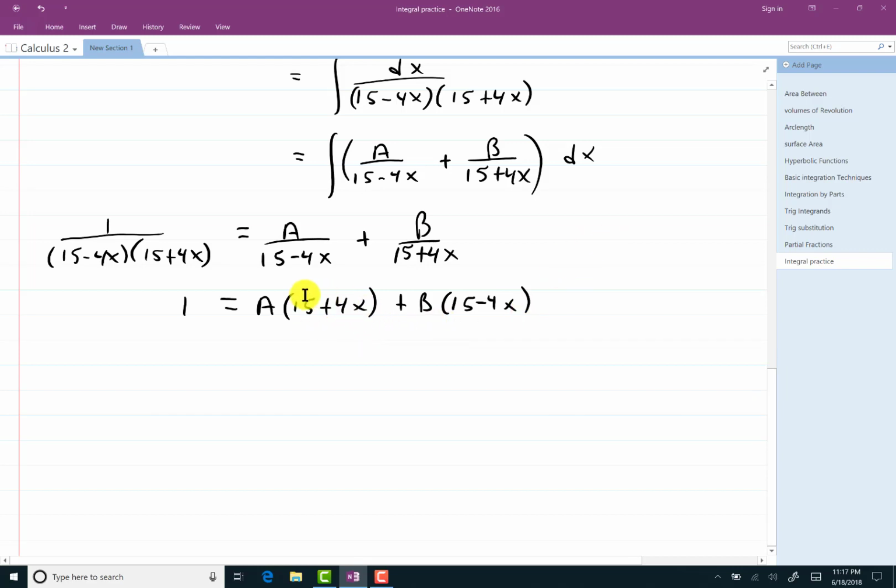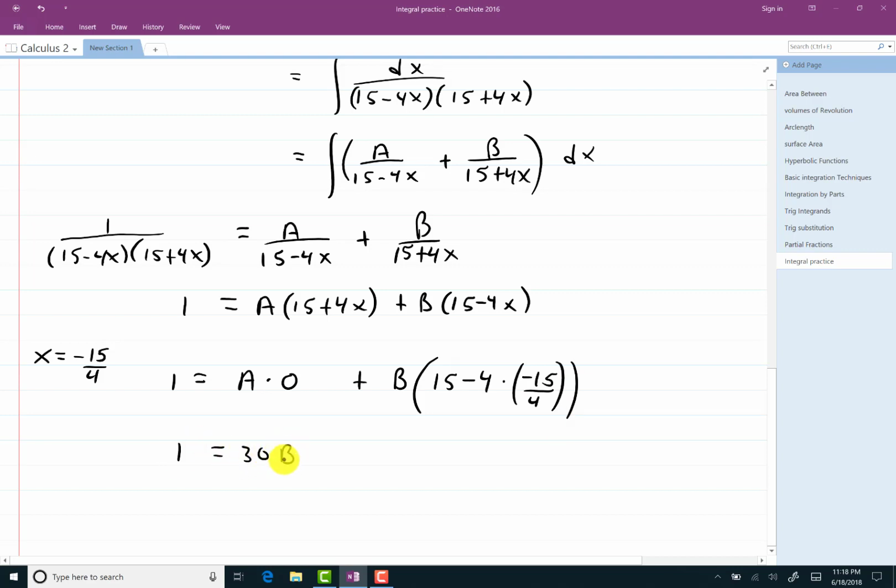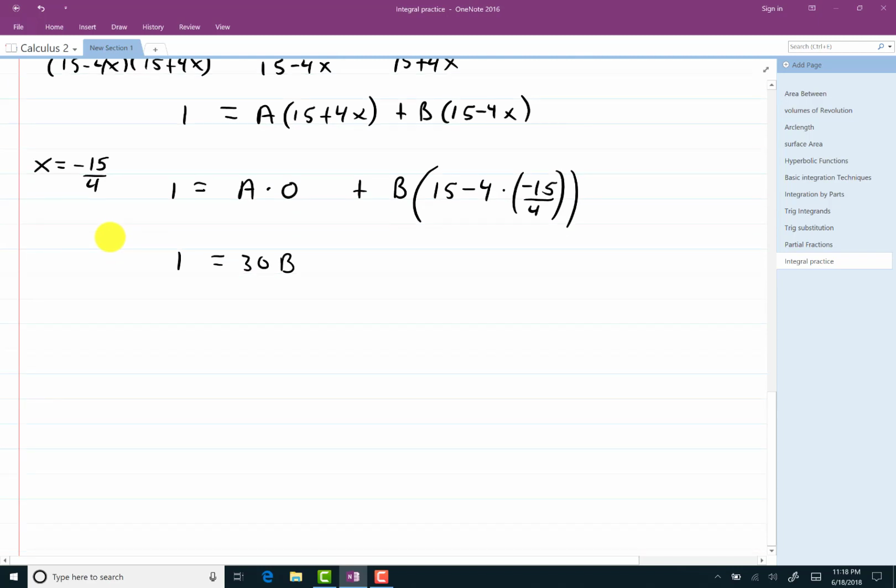Probably the easiest is to pick x values that zero out this part and then x values that zero out this part. For example, I could start with, if I let x equal negative 15 over 4, then I'll have a times 0 plus b times 15 minus 4 times negative 15 over 4. And it looks like from all that I have 1 equals 30b. And so b equals 1/30th.